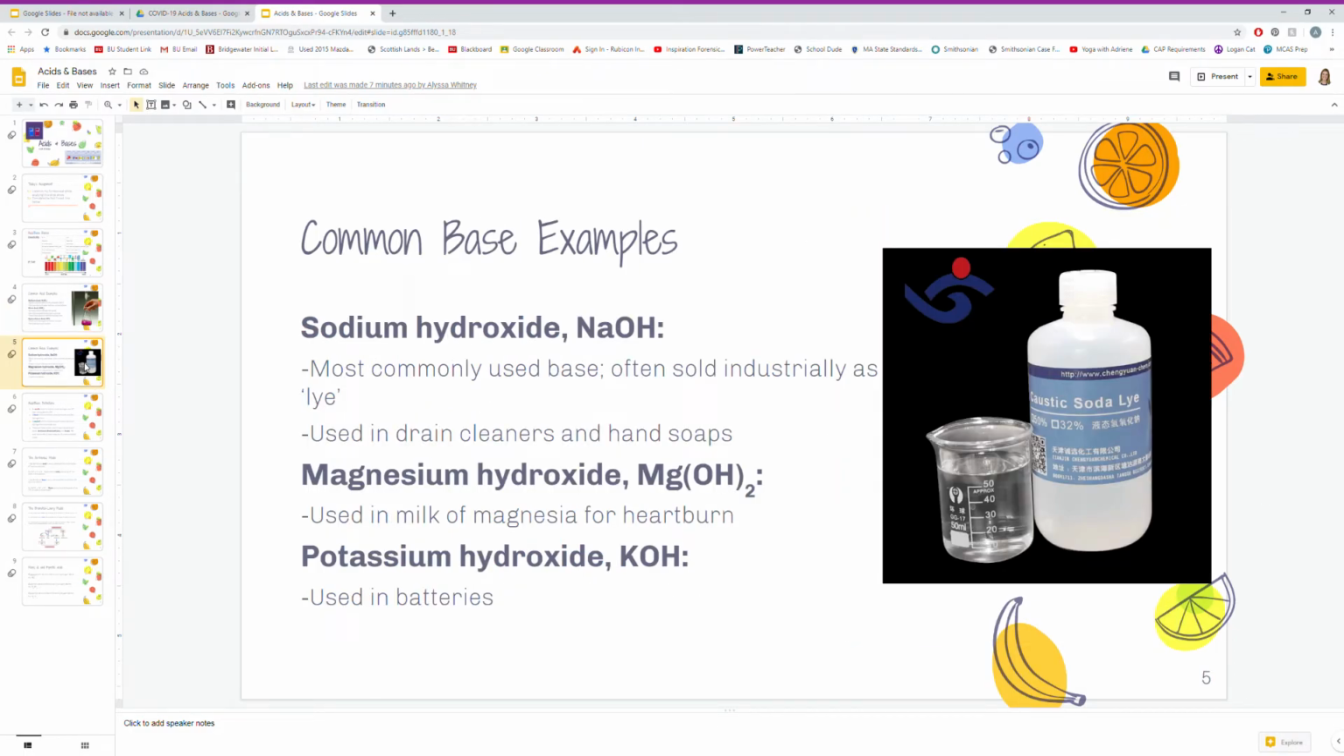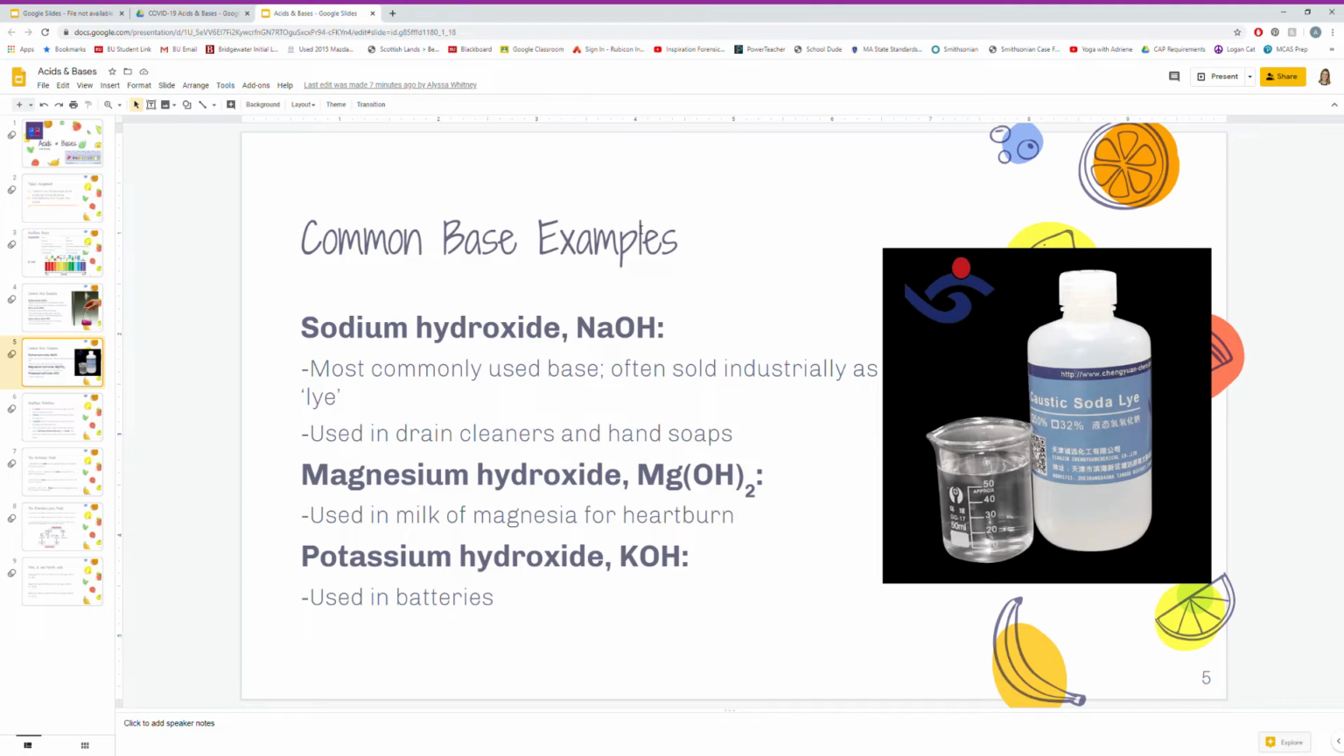And we hear about bases much less often. We've worked with sodium hydroxide. You probably know about sodium hydroxide. It's the most commonly used base. Industrially, it's sold as soda lye, or just lye. You've probably seen it in your bathroom, used to clean the floor and the grout and stuff. It's also used in drain cleaners and hand soaps, so a wide variety of uses. Magnesium hydroxide is used in milk of magnesia, which you can buy at CVS. It's for heartburn. And then lastly, potassium hydroxide, which is used in batteries.